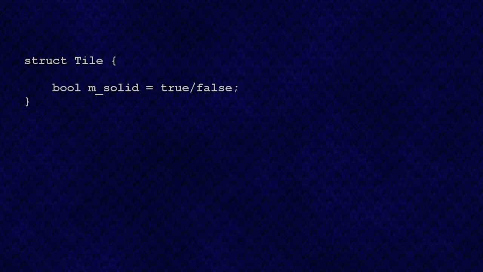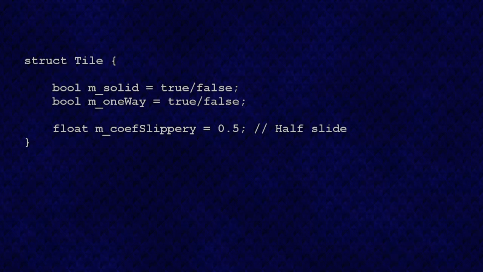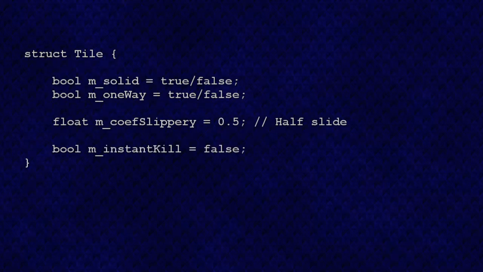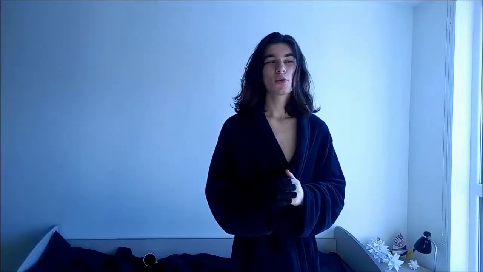Of course, for a real game, it will be necessary to add more properties, like for example if we can pass through the tile only by one side, like the platforms in Mario Bros, or if the tile is slippery, and how much, or why not if the tile instantly kills the player, in the case of the lava or the void. The possibilities are only limited by your imagination. Anyway, in theory, now you can make a tilemap.